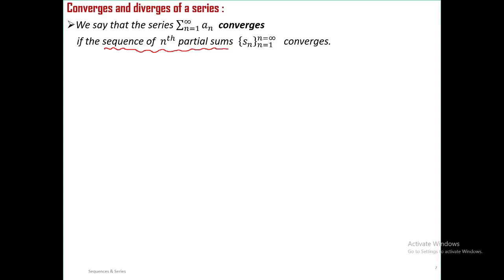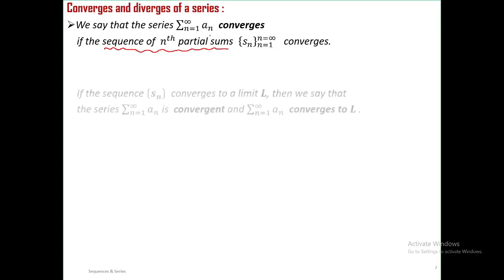So from now onwards, if I want to conclude the convergence and divergence of a series, first you need to construct a sequence of nth partial sums like this, and if this sequence of nth partial sums converges, then the series converges. And you know how to conclude a sequence converges, we have already seen. So this is an old concept only. The sequence converges, then the series converges. That's it, nothing else. There is no special concept for series.